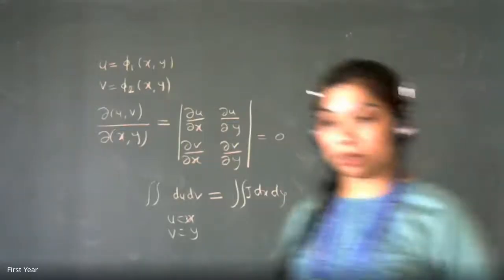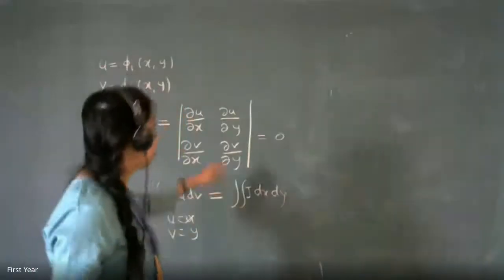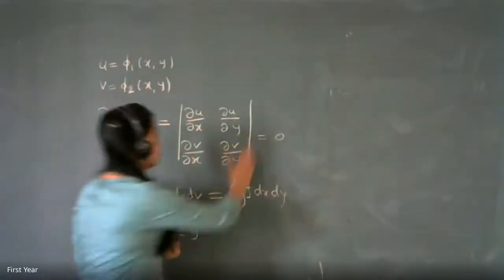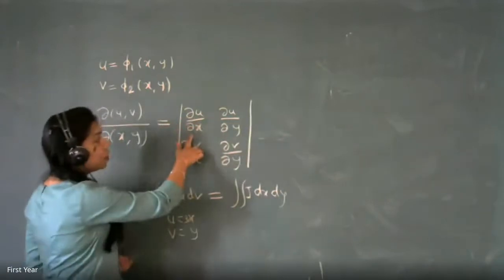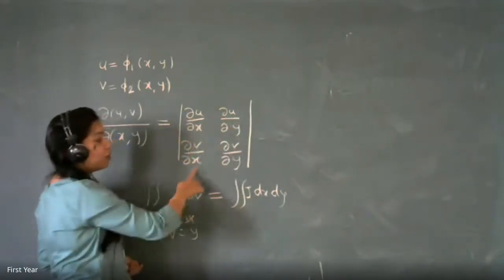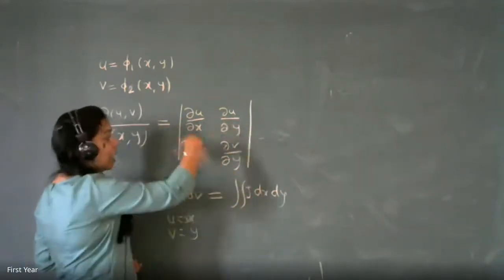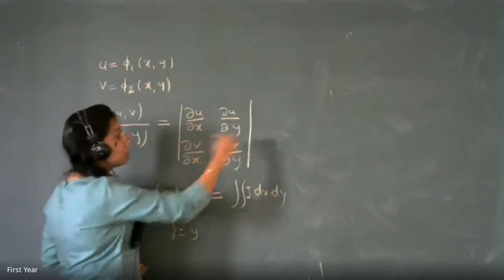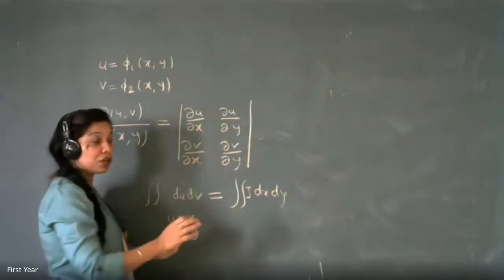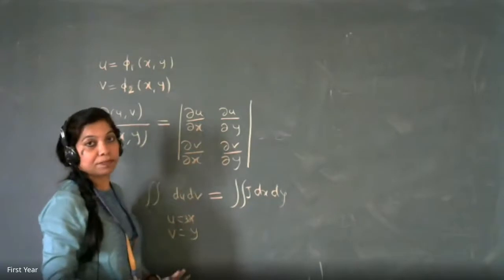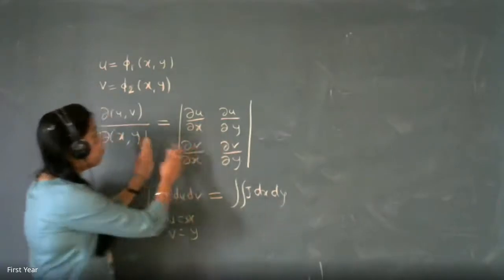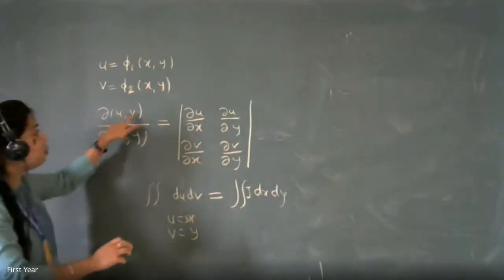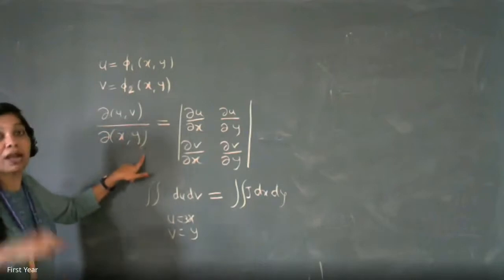Can you repeat the Jacobian value just once? Yes. The Jacobian will be the partial derivative of u with respect to x, u with respect to y, v with respect to x, v with respect to y. I'll have some derivatives. We will do the calculation and we get some answer. It may be constant or it may be a function of x. But what is the use of it? Basically, I want to transform the uv variables to xy. Why do I want to do that?